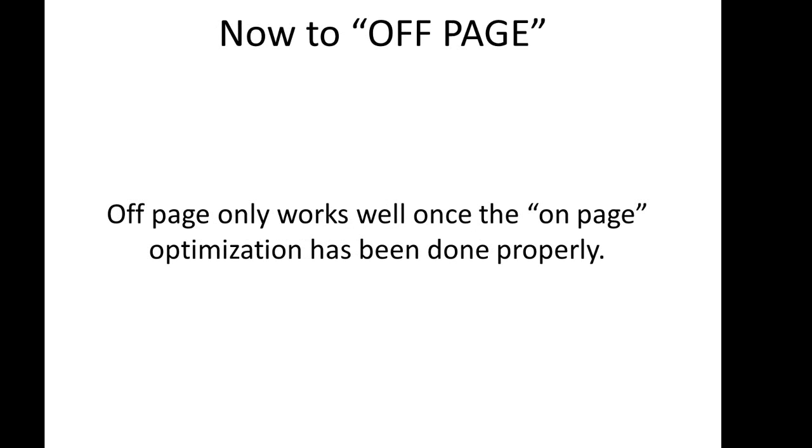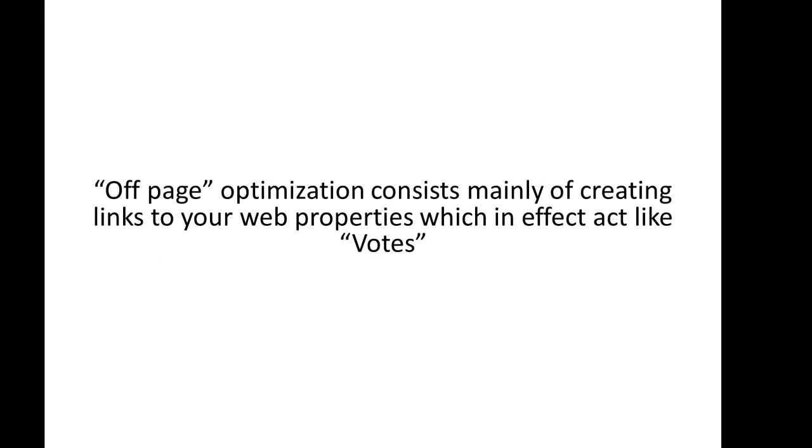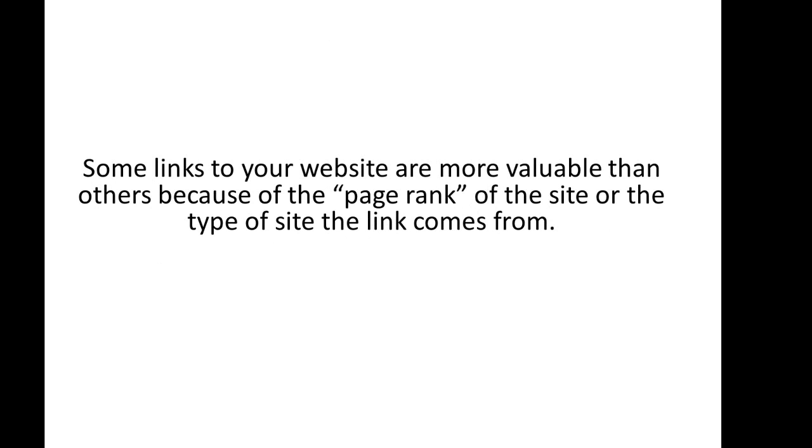So now we're going to talk about off-page. Off-page only works really well when the on-page optimization has been done properly. So that's why we talked about on-page first. Off-page optimization consists mainly of creating links to your web properties, and these links are basically votes from the internet about your site. And some links to your website are more valuable than others because of the page rank of the site that it comes from. So you can almost think of links to your website sort of sending electricity to your website, power to your website, and some links send more power to your website and are more effective than others.